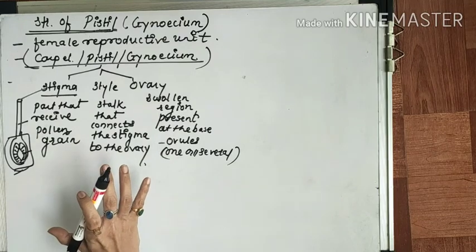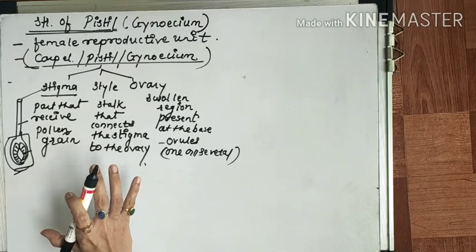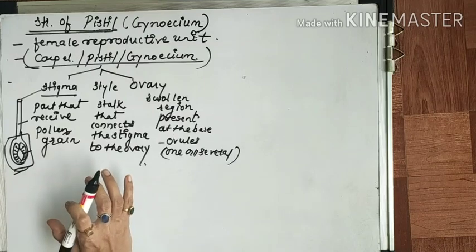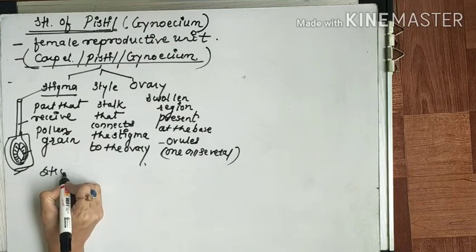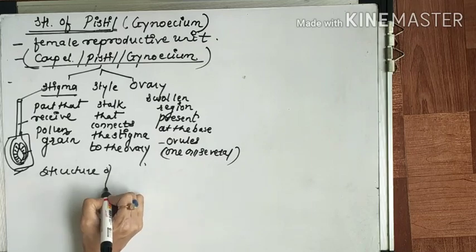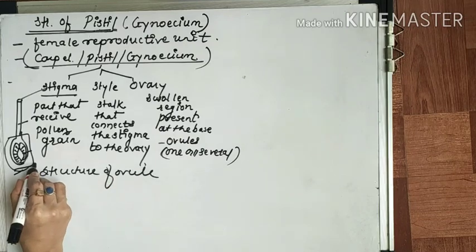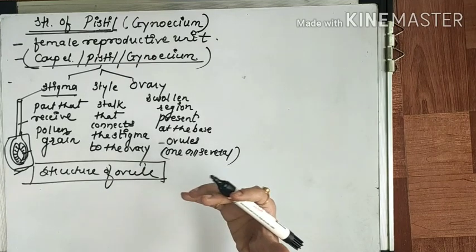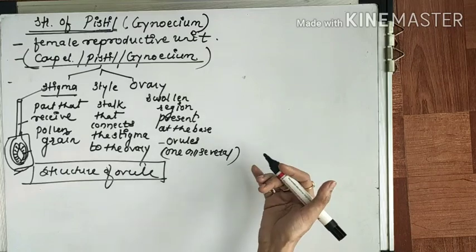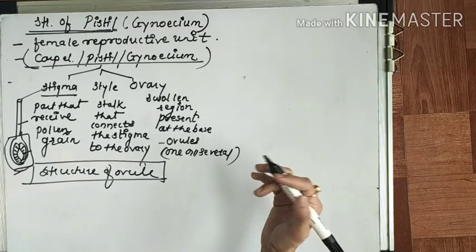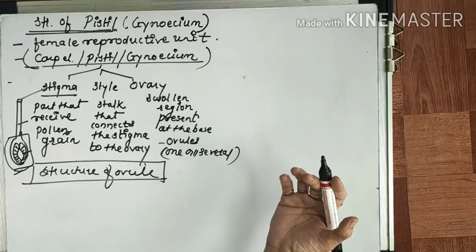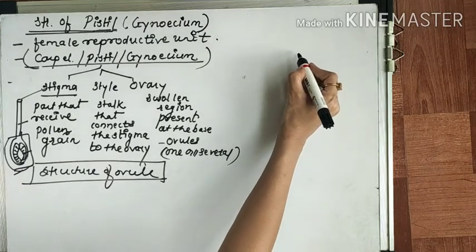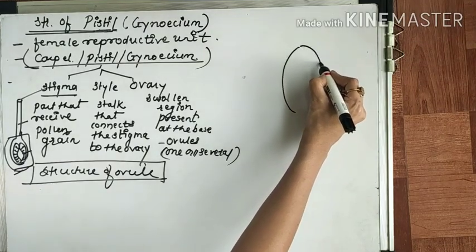So now we will study actually the structure of ovule. What type of components, what type of parts the ovule has, and how it works. There are many different types of ovules. So first I will draw the diagram of ovule. Here I am drawing the diagram of ovule.